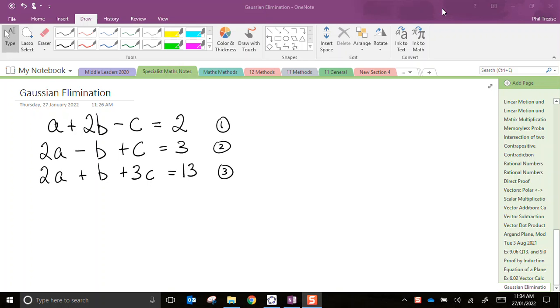Hi everyone, this lesson is about Gaussian elimination, and I'm going to be working through this using my OneNote screen instead of pencil and paper. Gaussian elimination is a general method for solving systems of equations. Up until this point, you've probably solved systems of two equations in two unknowns, and now we're going to look at systems with more unknowns, and therefore more equations are needed.